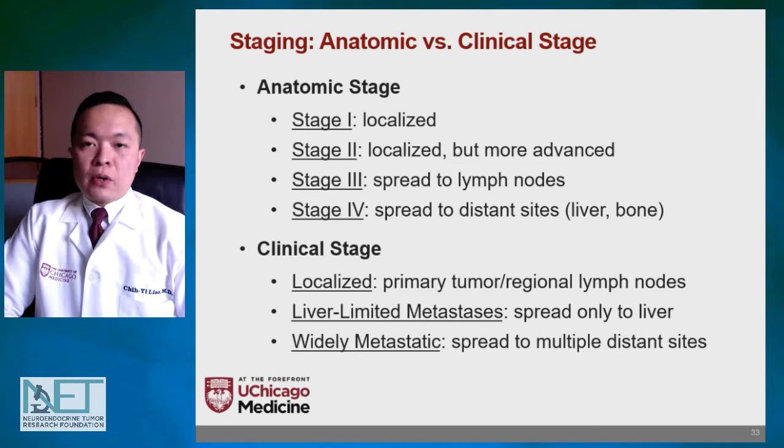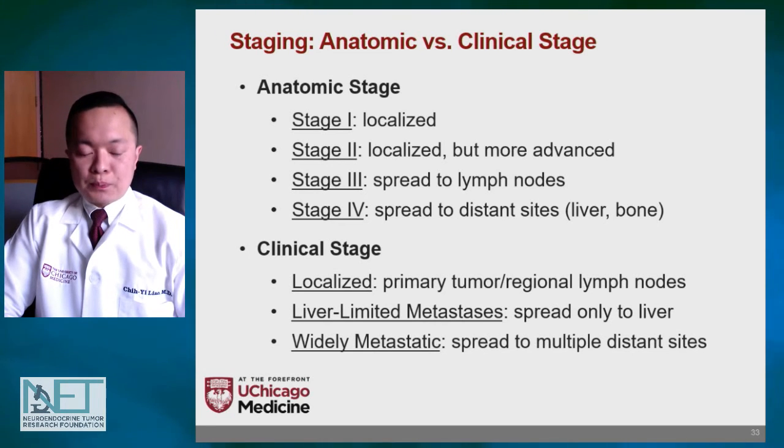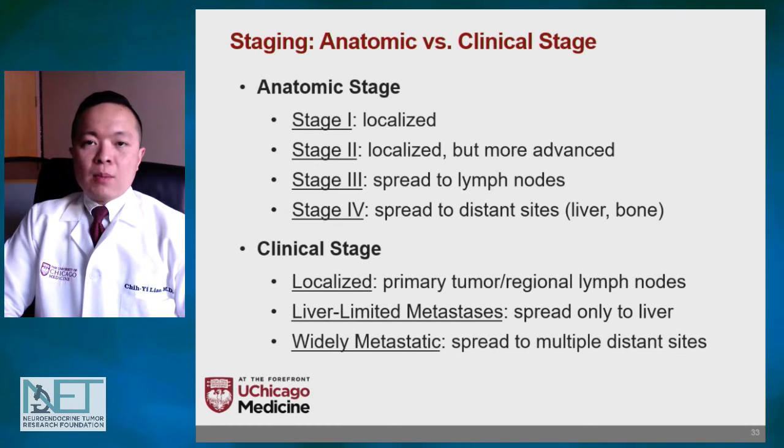Stage 1 neuroendocrine tumors are those that are localized. Stage 2 neuroendocrine tumors are localized but more advanced. Stage 3 neuroendocrine tumors are those that have spread to the lymph nodes. Stage 4 neuroendocrine tumors are those that have spread to distant sites, such as the liver and the bone. But anatomic stage sometimes is not very helpful in terms of informing us the treatment considerations.